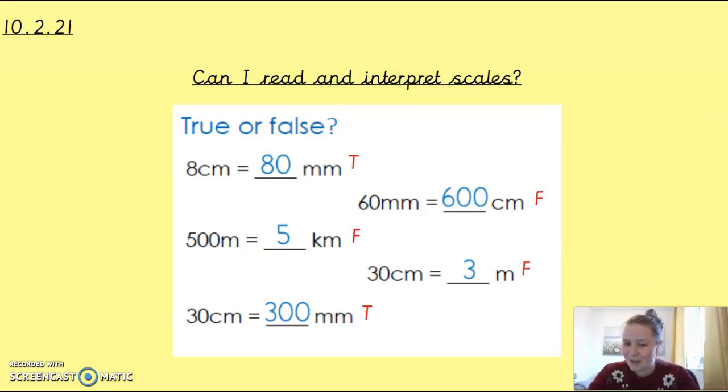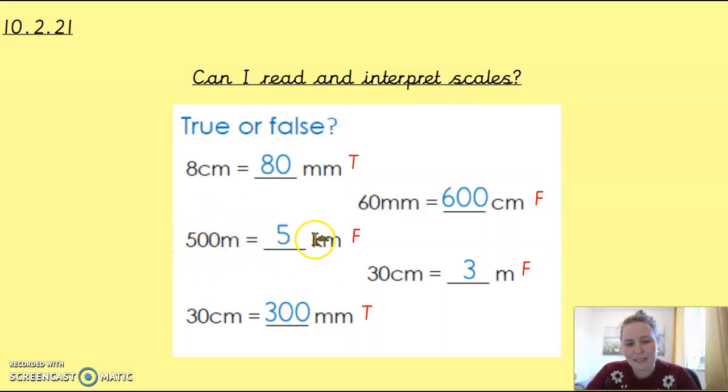Okay, here are your answers then, so hopefully you were right. That one was absolutely true and so was that one. Here we've got 60 millimetres equals 600 centimetres. It can't be right because a millimetre is less than a centimetre. So this person has multiplied instead of dividing. The answer should be 6 centimetres.